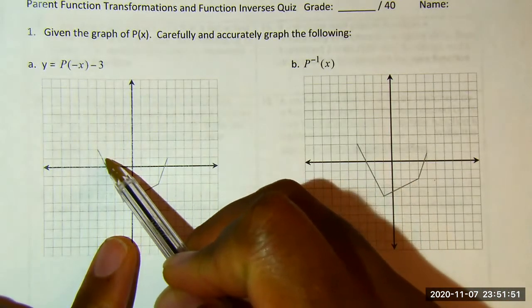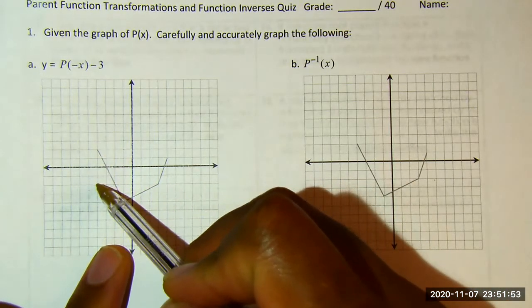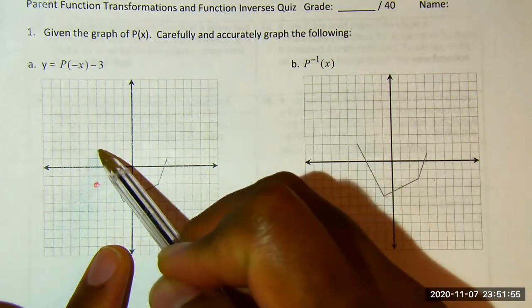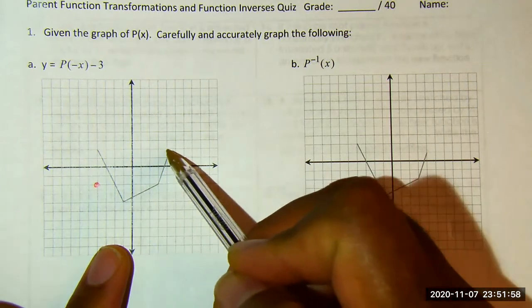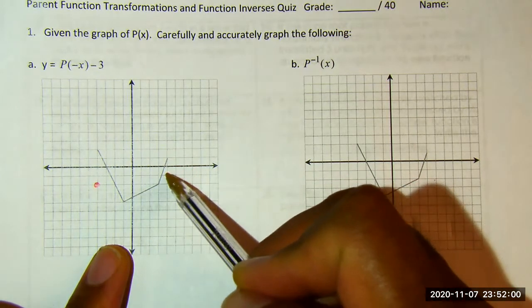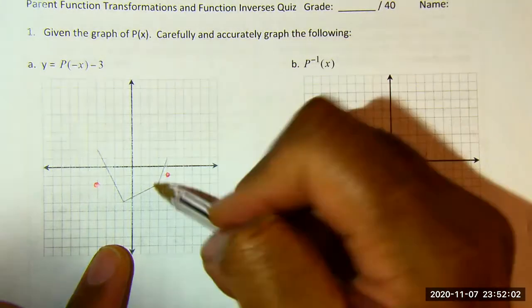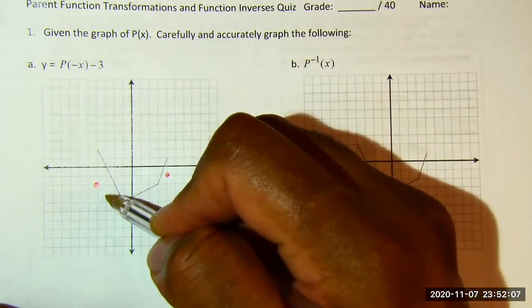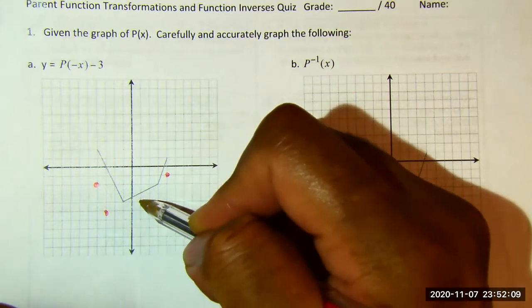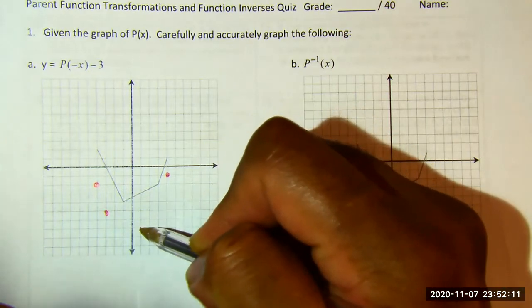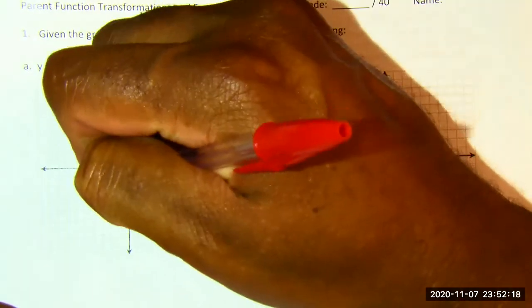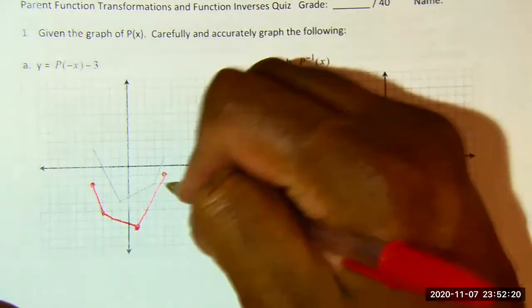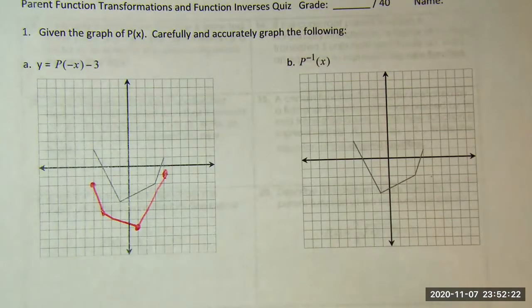1, 2, 3, 4. 1, 2, 3. 1, 2, 3, 4. 1, 2, 3. Okay. 1, 2, 3. 1, 2, 3. 1, 2, 3. I did that. Voila. There we go. All right.